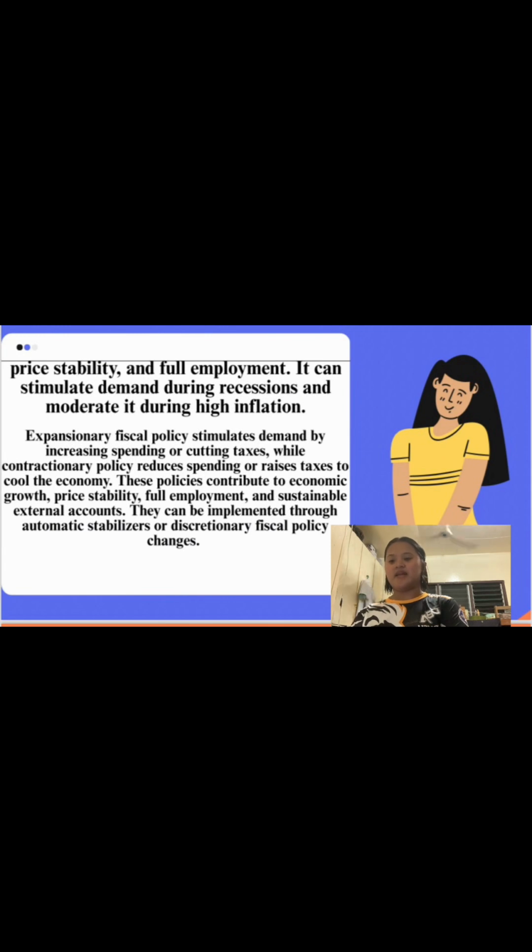Expansionary fiscal policy stimulates demand by increasing spending and cutting taxes, while contractionary policy reduces spending or raises taxes to cool the economy, for example during high inflation. These policies contribute to economic growth, price stability, full employment, and sustainable external accounts. They can be implemented through automatic stabilizers or discretionary fiscal policy changes.